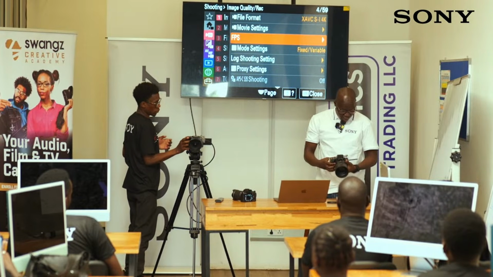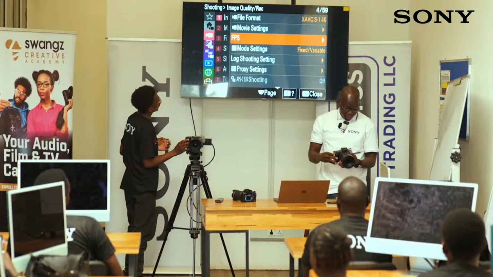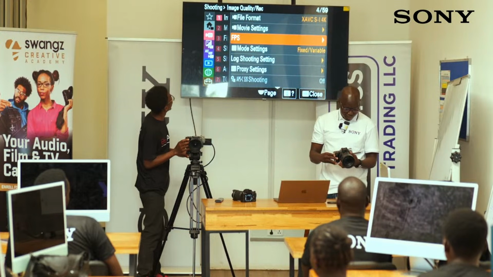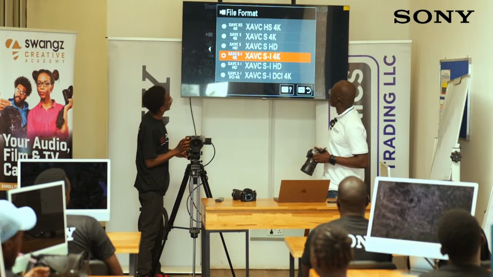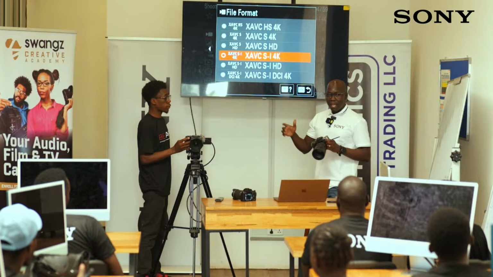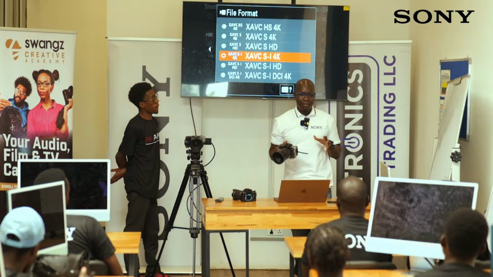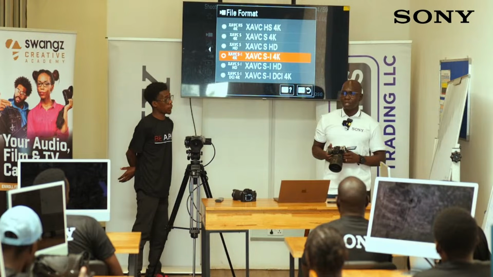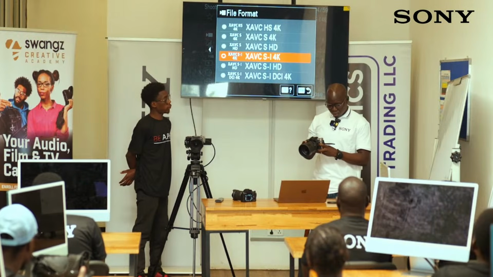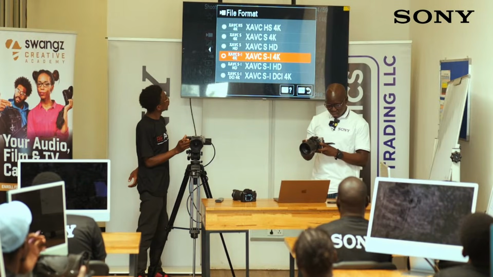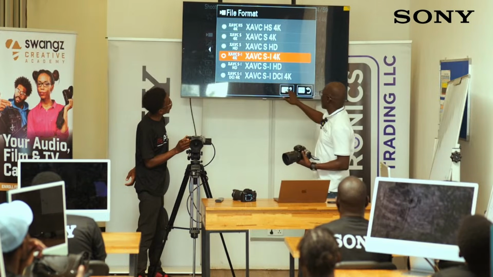So when you go into the image quality, look at the file formats. Let's go to the file format and open file format. Now, whatever you see up there, these are the different settings that you can get for different qualities. For example, let's look at 4K DCI.